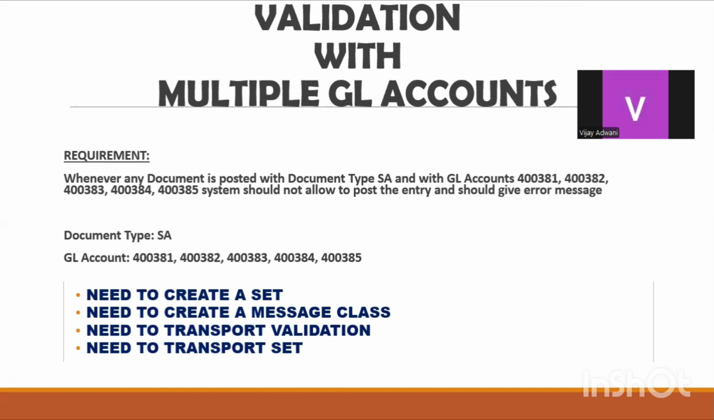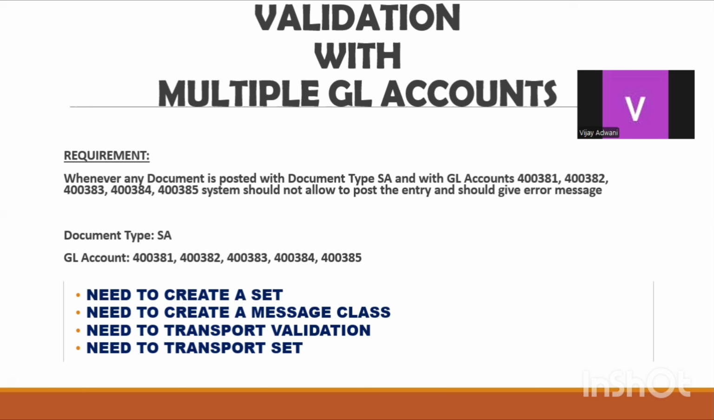And what we are going to do is create a set for this. Now, what is a set? You can see there are multiple GL accounts involved over here, from 400381 to 400385. That means 5 GL accounts. For these 5 GL accounts, we are not going to enter them individually. Rather, we are going to create a set of these GL accounts. Once this set is created, at any point in time you can use this set for the validation itself. You do not need to use individual GL accounts.